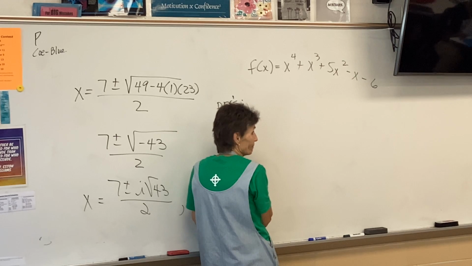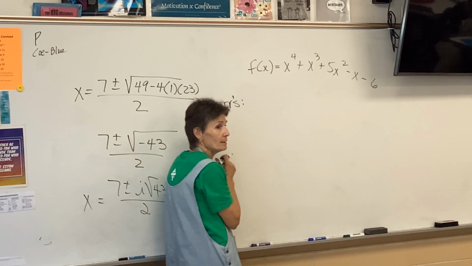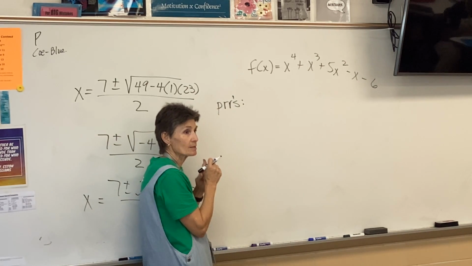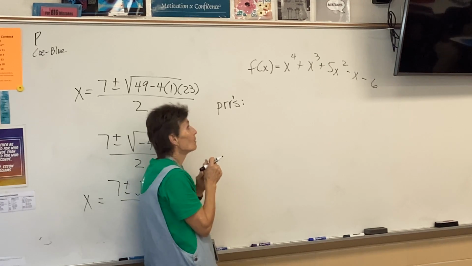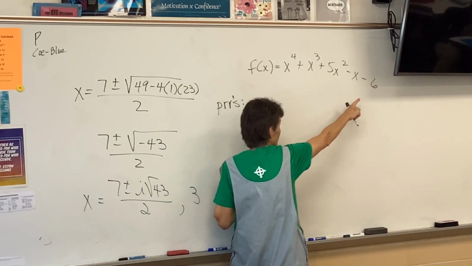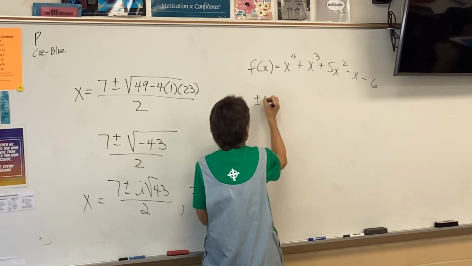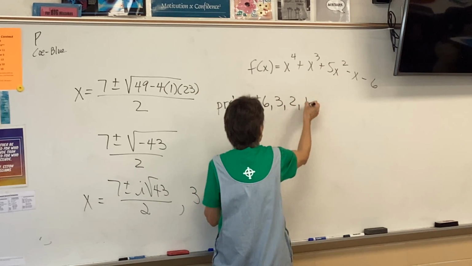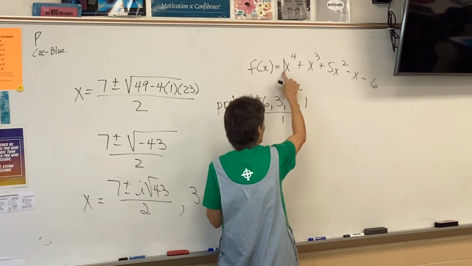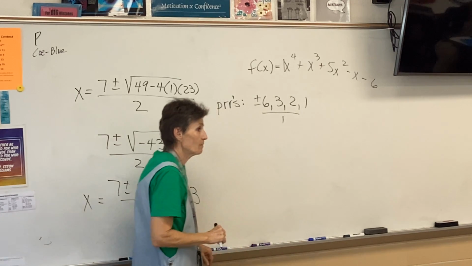1, 2, 3, 6. Somebody help him. How do we find our PRRs? Factors of 6, over factors of the leading coefficient.